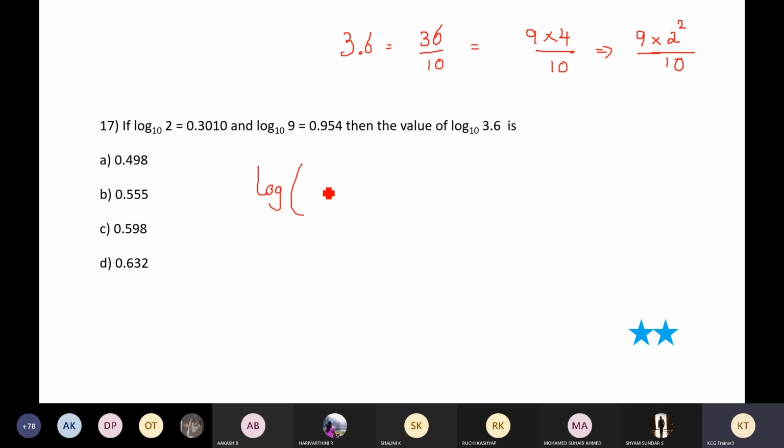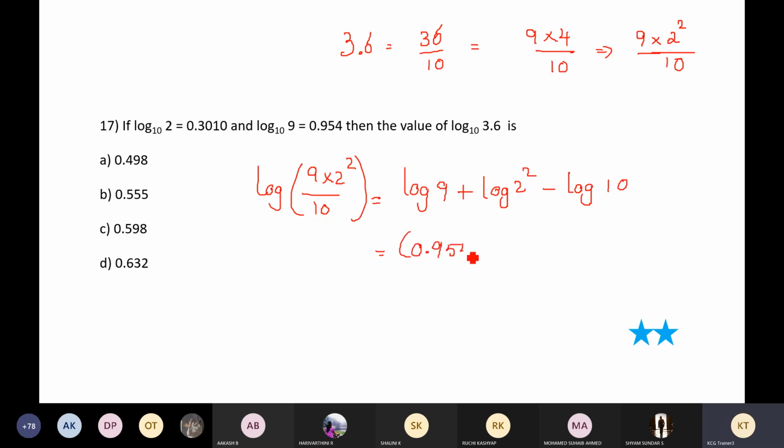So log of 9 into 2 square divided by 10, which is actually log of 9 plus log of 2 square minus log of 10. How is that so? Because multiplication becomes addition, division becomes subtraction. So log of 9, what is it? 0.954. Log of 2 square, the square value comes to the front. This becomes 2 into 0.3010 minus, what is log of 10? Log of 10 to the base 10 is 1. Come on, guys, do your math and tell me what is the answer here.